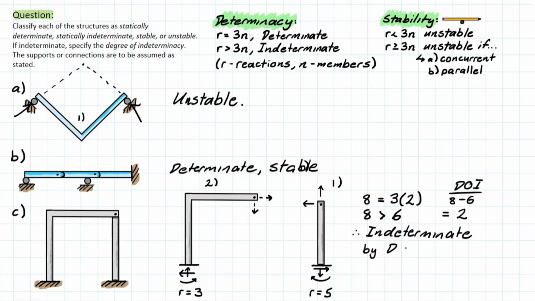So we have a degree of indeterminacy of 2. However, is it stable or unstable? Similar to before, there are no parallel and there are no concurrent forces acting within each of these members. So we can justify that the structure is going to be stable.